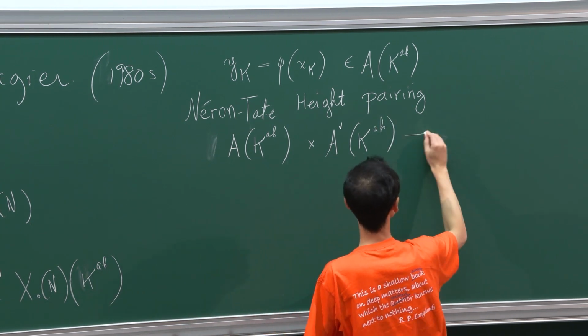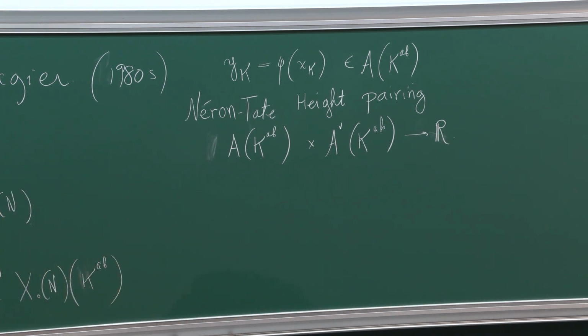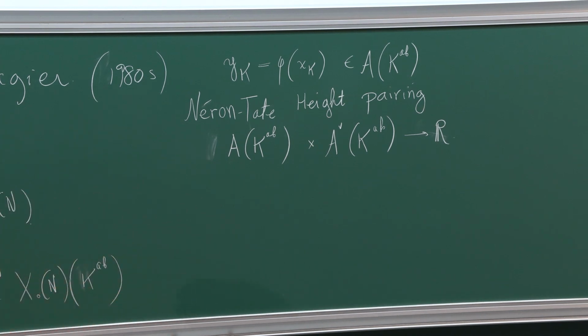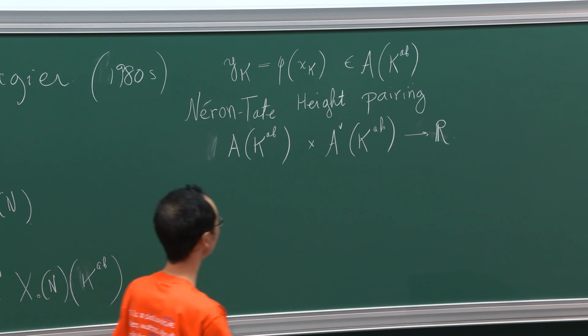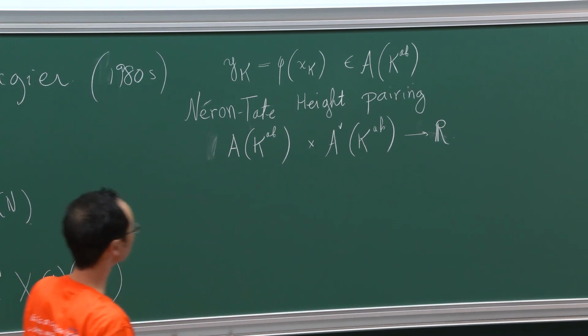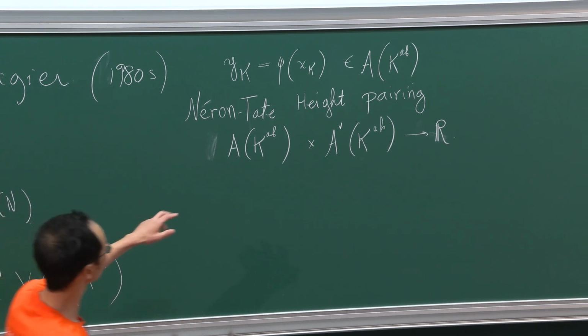So there's a pairing with value in the real numbers. It's positive definite in the sense that the only kernel will be the torsion points. So it's also a positive definite quadratic form if you ignore the torsion. So the theorem Gross-Zagier proved was, you need to do one more step.